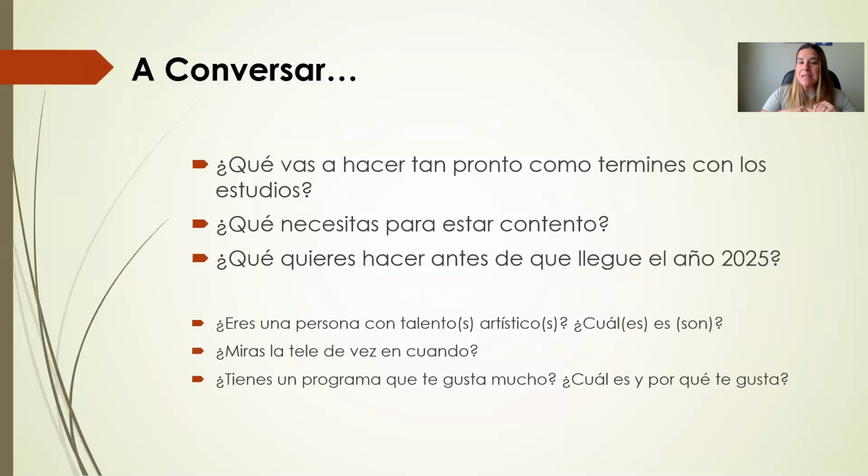¿Qué necesitas para estar contento? That's kind of a deep and philosophical question, and it could have a very simple answer. ¿Qué quieres hacer antes de que llegue el año 2025? Antes de que llegue, subjunctive, el año 2025, yo quiero terminar con mis estudios. Antes de que llegue el año 2025, yo quiero correr 3 maratones.